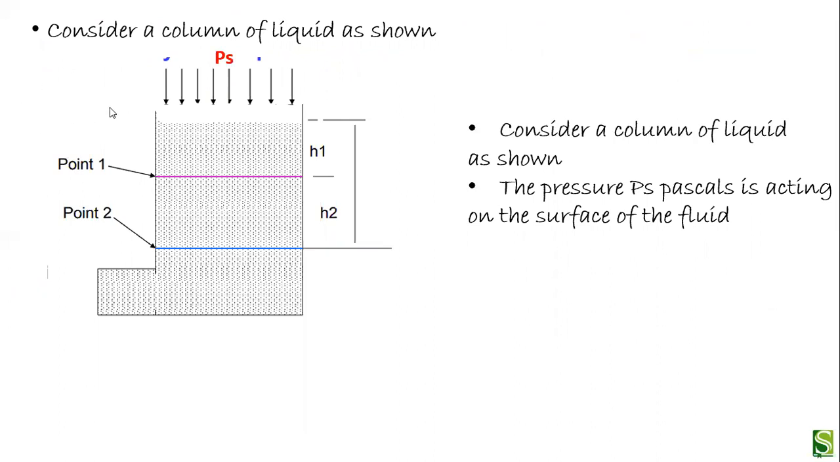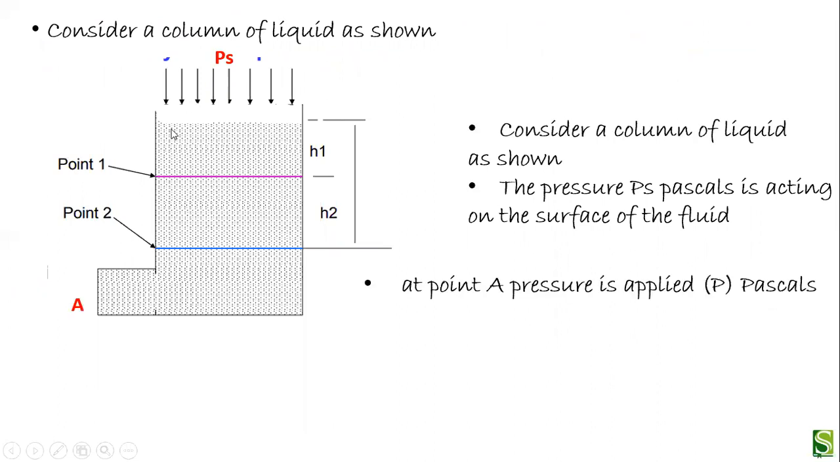Okay, from here pressure PS Pascal is acting on the surface. Okay, at point A pressure P is applied. P is also in pascals. Okay, and why is this pressure applied? To maintain this column stationary.